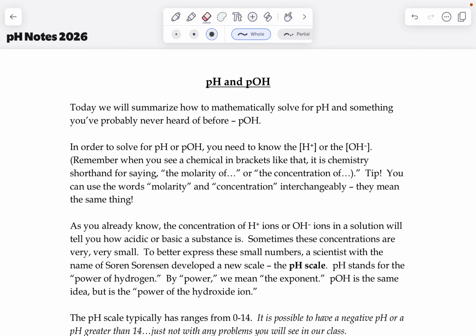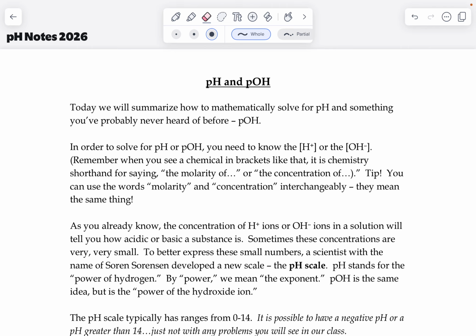In class the other day, we learned about a bunch of pH and pOH equations. We're just going to make sure that you have those down really well and then start to expand our knowledge by applying those to some word problems eventually. So we're going to summarize what you already know and grow from there.